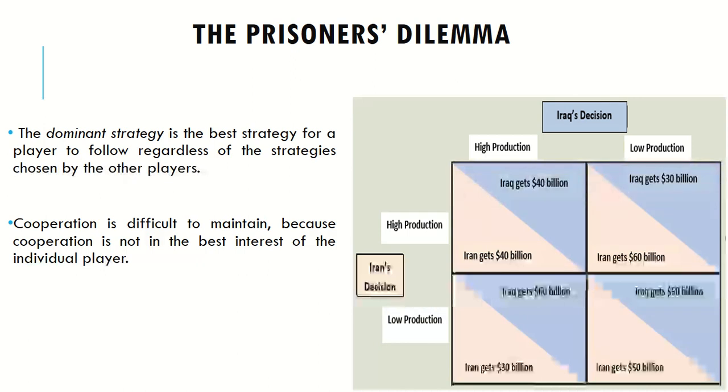In this way, one country is better off and the other one is worse off. And the last possibility is that they both cooperate, form a cartel, and decide low production, and then both of the countries get $50 billion in return. So the last strategy, or Nash equilibrium, is where both countries cooperate and decide low production and get $50 billion in return. Here the dominant strategy for both countries is high production regardless of the decision taken by the other country.